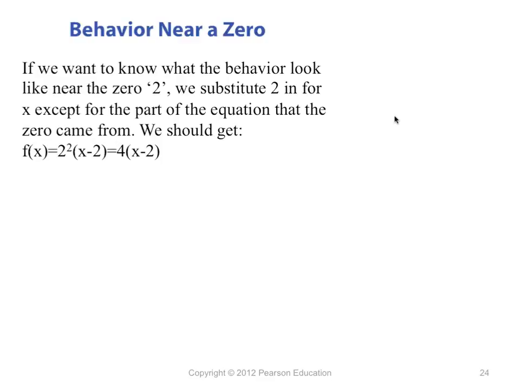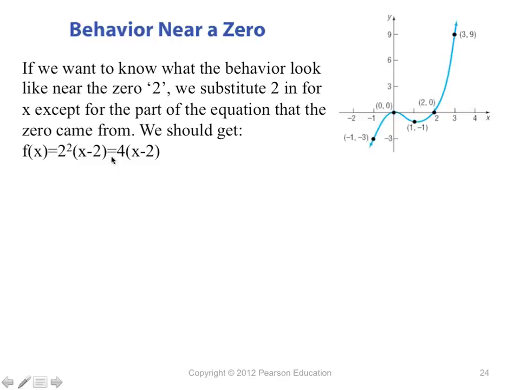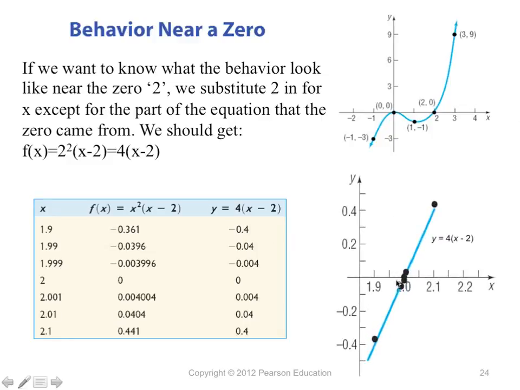Now, if we want to know what the behavior looks like at the other 0, which in our case is 2, what we would do is substitute 2 in for x, except for the part of the equation that 0 came from. So we have 2 squared times x minus 2, and if we multiply that through, we get 4 times x minus 2, or 4x minus 8. And if we think about the line 4x minus 8, it's just going to be a line with a positive slope that goes through 0, -8, right? So if we look over at 2, it's going to look something like a straight line. So if you remember, over at 0, it looked like a downward shaped parabola. At 2, though, it looks like a line.